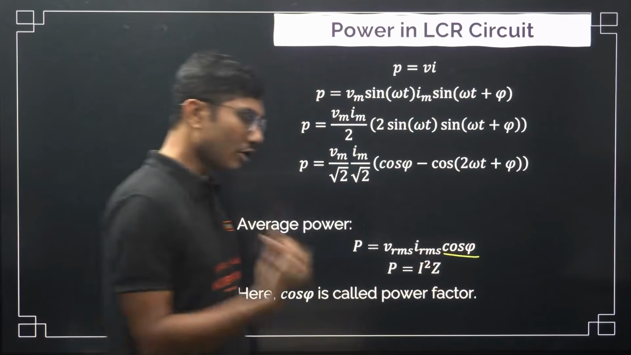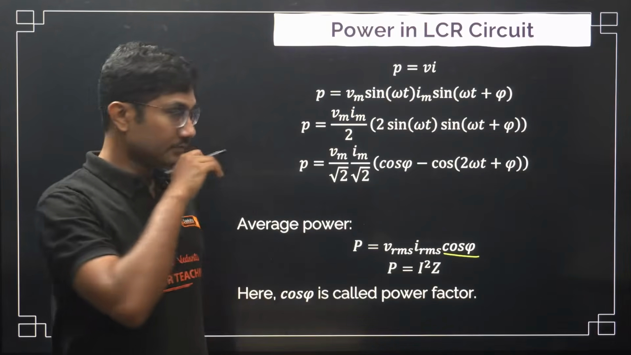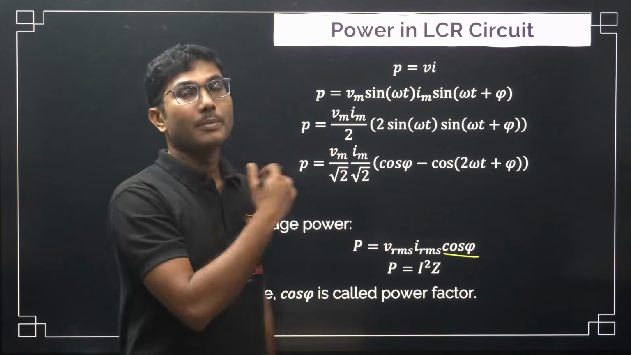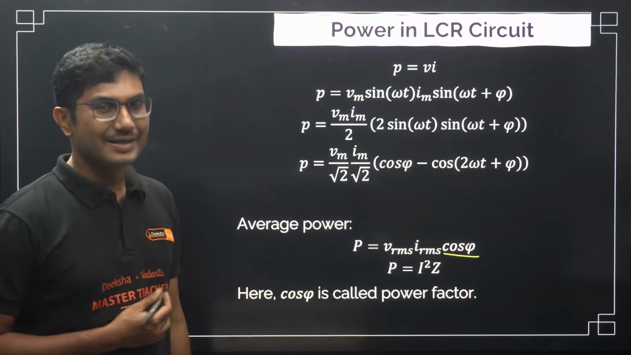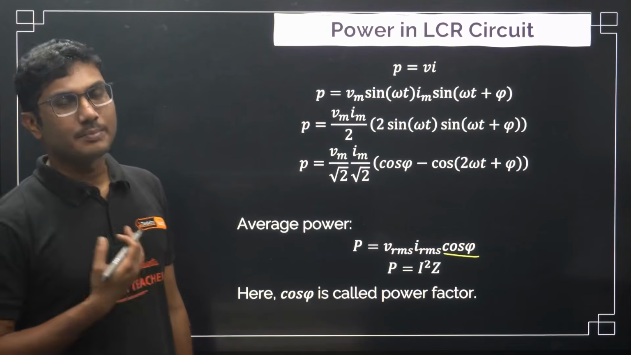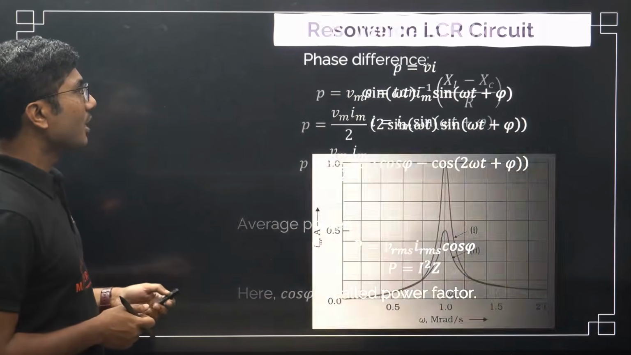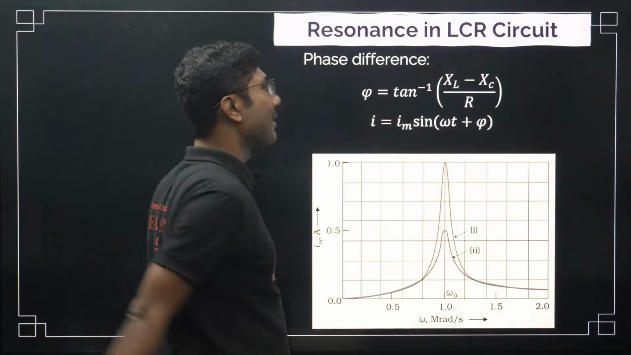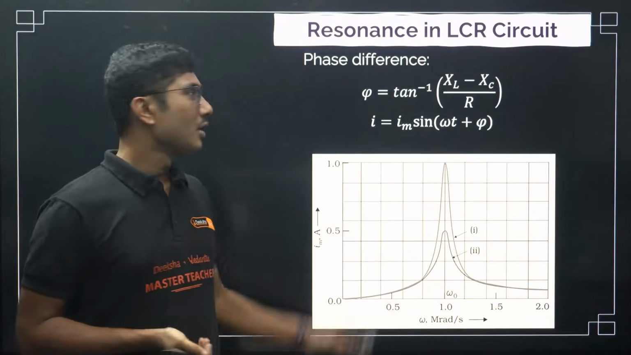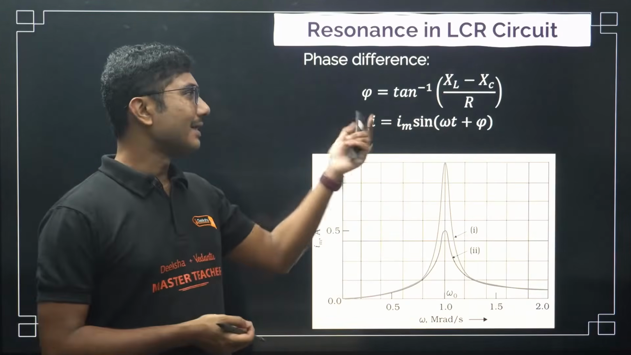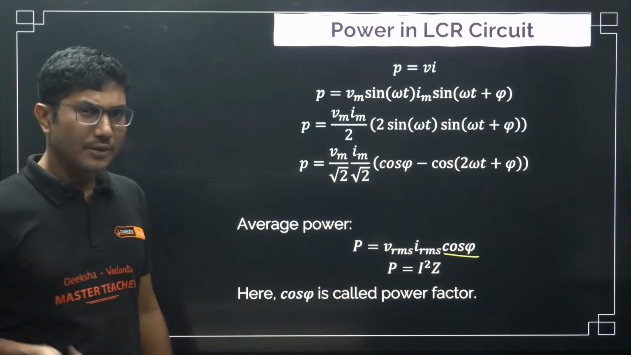This cos phi was not present in the case of a normal DC circuit, right? So this is something new, and that's why it is called the power factor. It determines how much power will be consumed in the given circuit. Now to calculate phi, remember the formula: tan phi is XL minus XC by R. There will be numerical questions where they will ask you to calculate the power factor. So first you have to find phi, and then you have to use that phi to calculate cos phi. Okay, this is how you can calculate it.